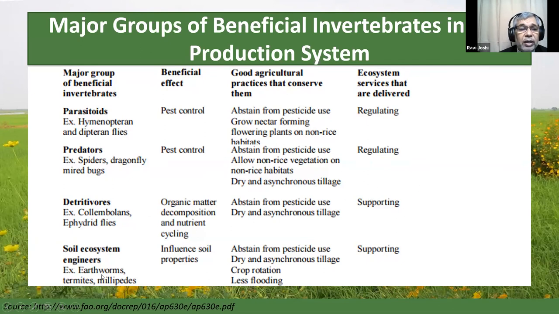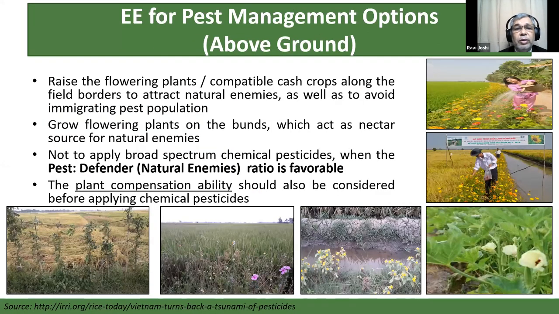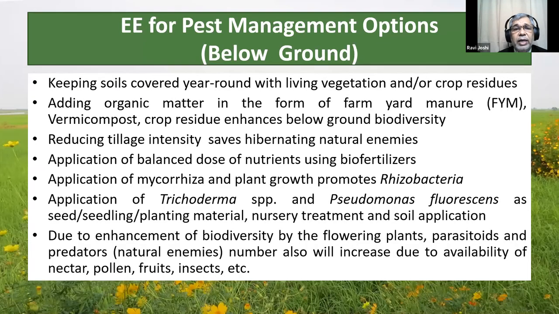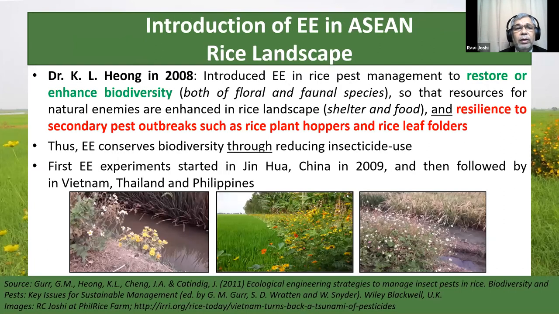And the third one is the earthworms, the termites, the millipedes that are usually in healthy ecosystems, and they are again supporting. So the parasites and predators are regulating, whereas the detritivores and the soil ecosystem engineers are supporting the ecosystem services. So this is above ground, which I've already talked about. And the second is below ground, that is, earthworms, detritivores, and the mycorrhiza and other things that enhance biodiversity.